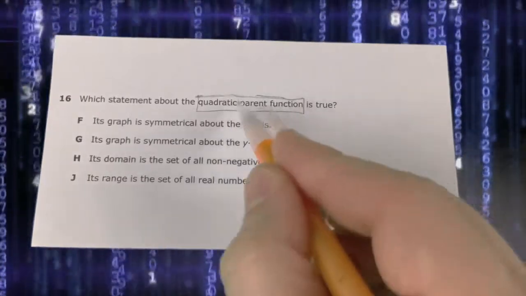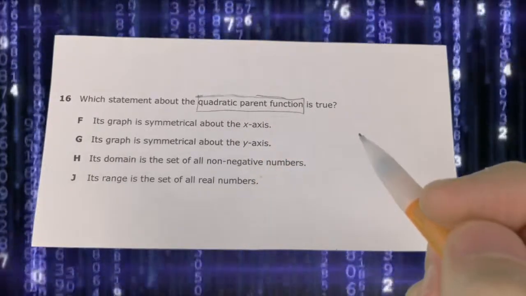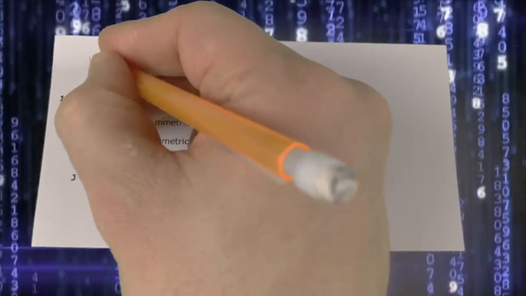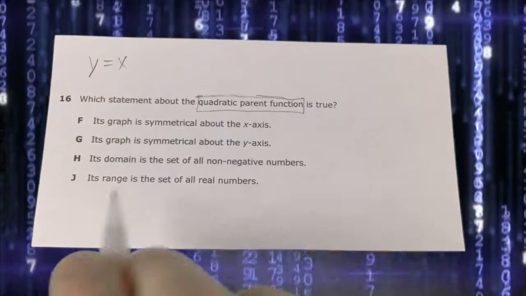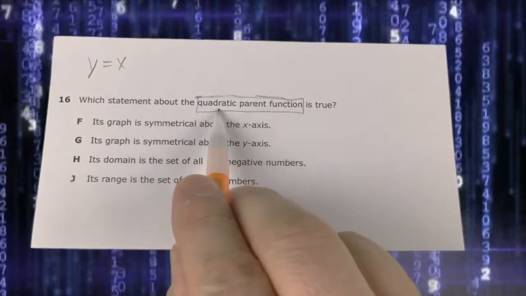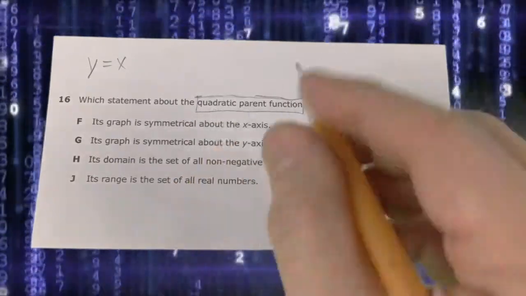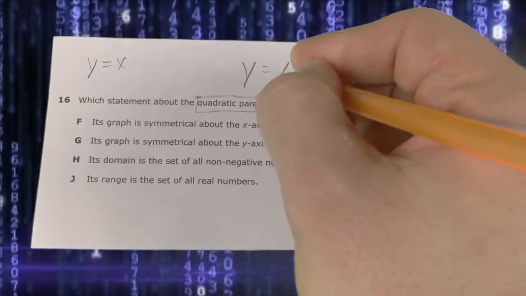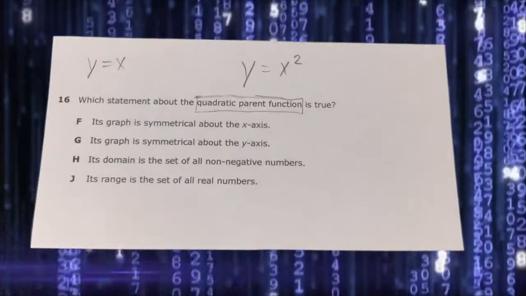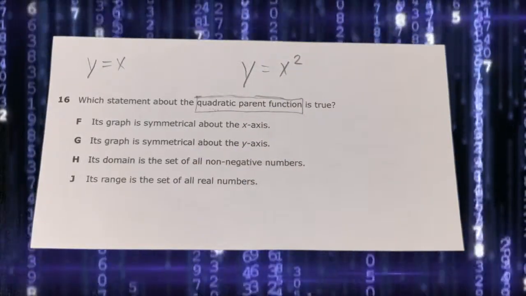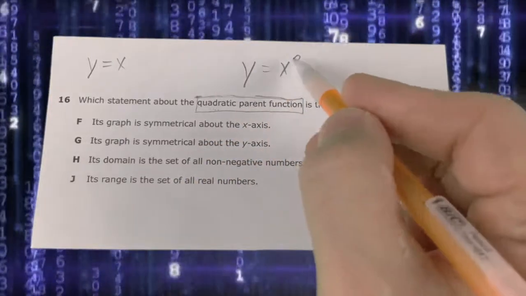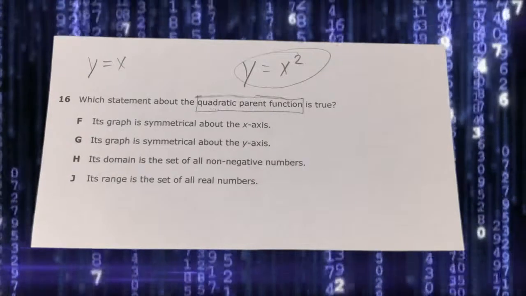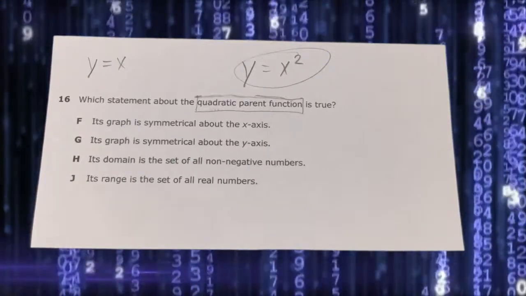Parent function. The parent function for a line is y equals x. That's the most basic line you can have, okay? In this case, they want the parent function for a quadratic equation, and that is y equals x squared. To really have a chance at answering this, you need to start off knowing this, alright? Y equals x squared is the parent function for a parabola.